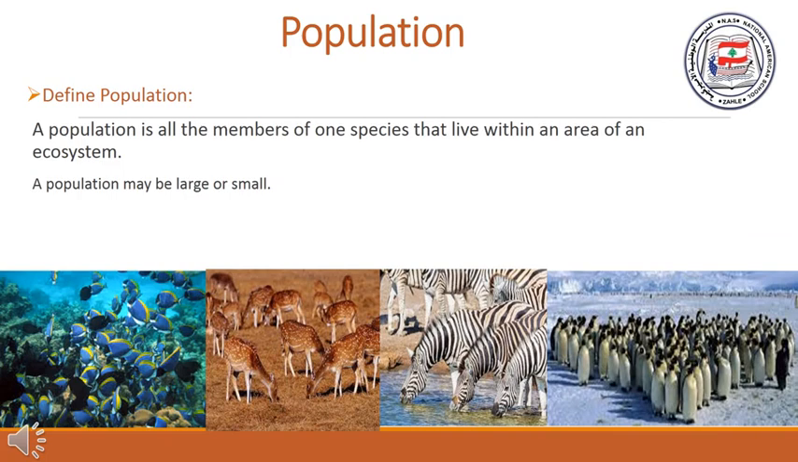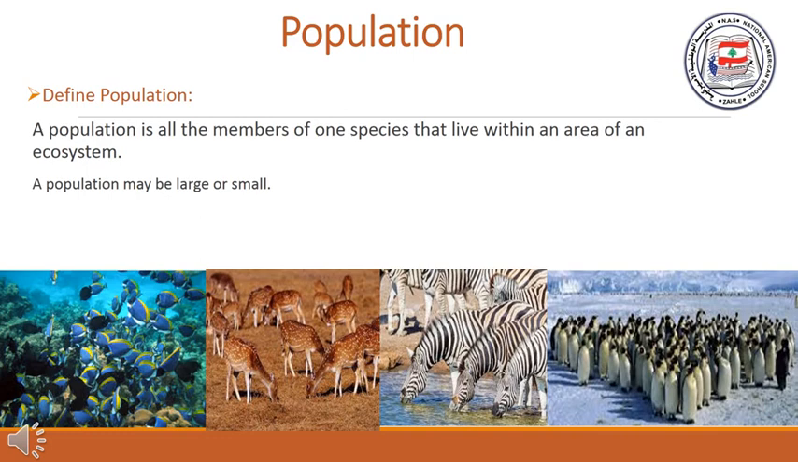Population. Let's take a look at the pictures below. You can see in the first picture a group of fish, all of the same kind. So this is a population. The second picture shows deer. So it is a group of animals of the same kind living in one area. This is also a population of deer. Third picture, a group of zebras living in one area. This is a population. And the fourth picture also shows a kind of population. What is this population? It is the penguins.